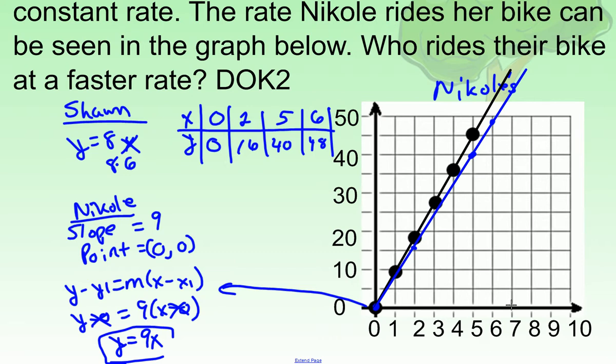You can see that Nicole's line is steeper. The unit rate is higher. The slope is bigger. The rate of change is greater. So Nicole rides her bike at a faster pace than Sean. In the same amount of time, which is this unit, this is time, Nicole gets more distance.